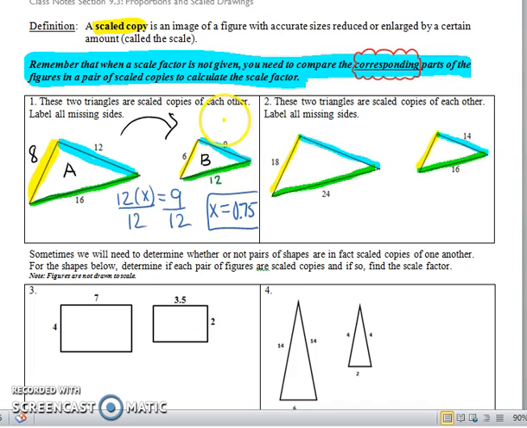I want you to hit pause on this video, try and do this on your own, and when you are done, go ahead and press play again to check your answer. So press pause now.